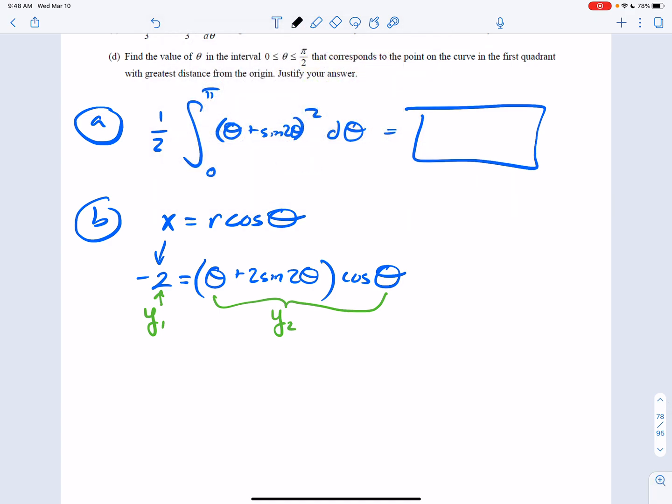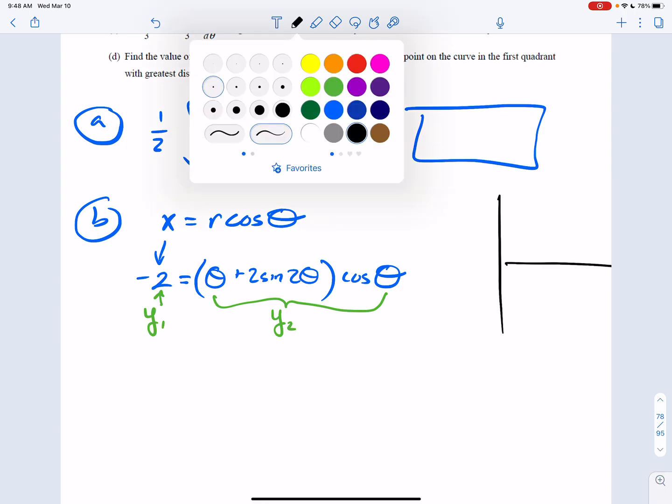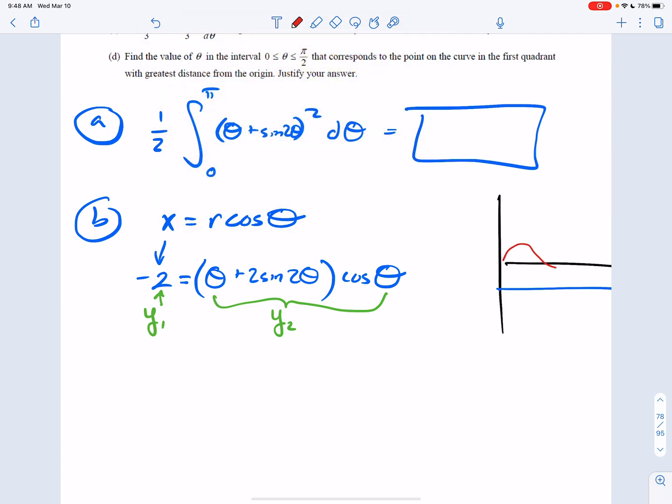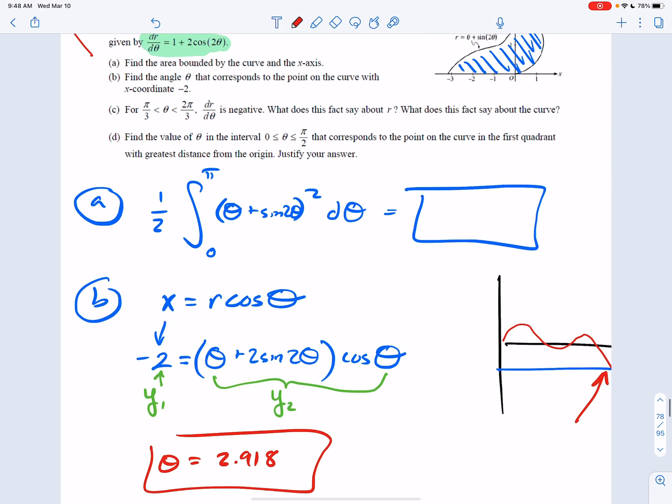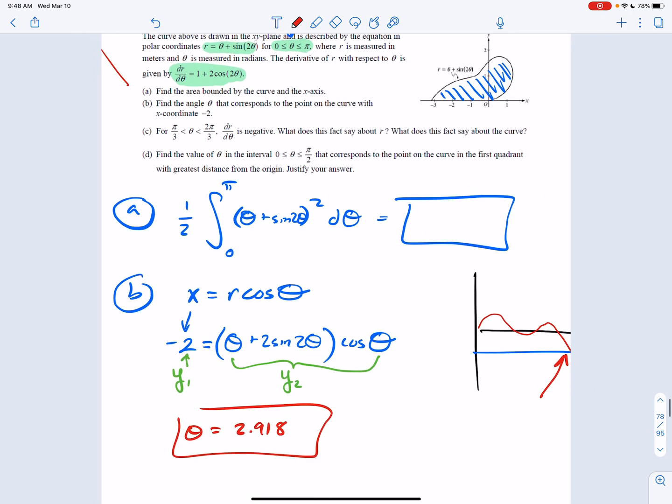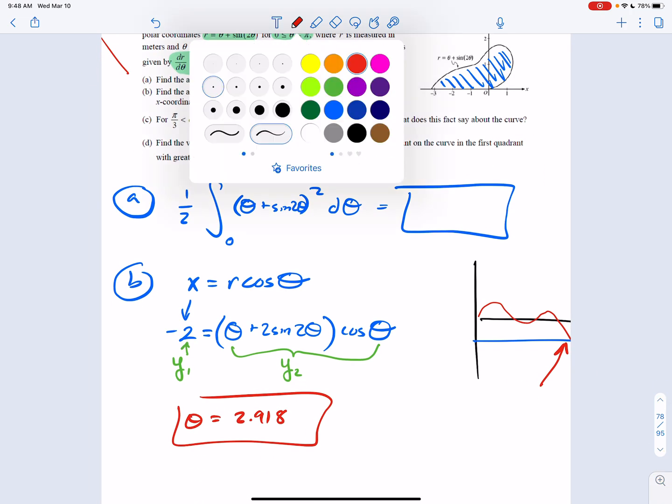So just to give you an idea, if you're on the right page, I have something that looks like this, and the intersection point is right there, okay? So we're going to go to second, trace, 5, enter, and since there's only one intersection, I can press enter again. And the intersection point looks like it's at 2.918 if you round correctly. Okay, that's all they asked for part B. Okay, let's keep going. Part C.